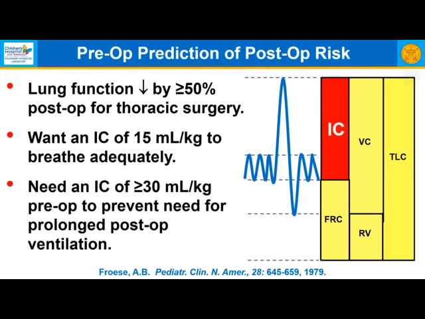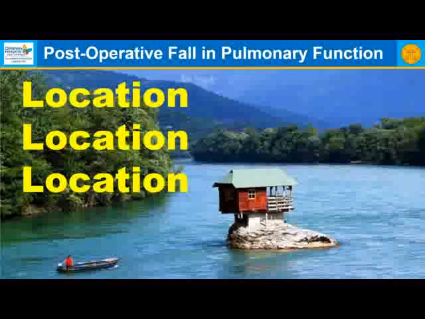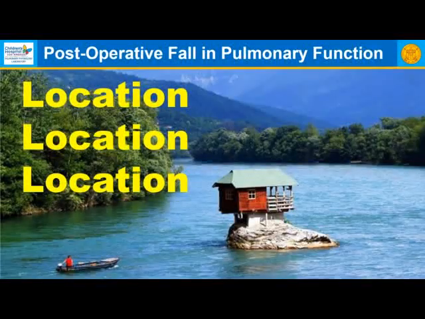Now, we want an inspiratory capacity of 15 mLs per kilo to breathe adequately. So if that's the case, you need an inspiratory capacity of at least 30 mLs per kilo preoperatively to predict that you will not need prolonged postoperative ventilation. The inspiratory capacity is kind of a usable vital capacity. Remember, vital capacity is all the way in to all the way out. But if you're post-op and hurting, you're probably not going to breathe down here. So the inspiratory capacity basically measures full inspiration to the end of a normal breath, or FRC. And again, the determinant of this fall is primarily location.